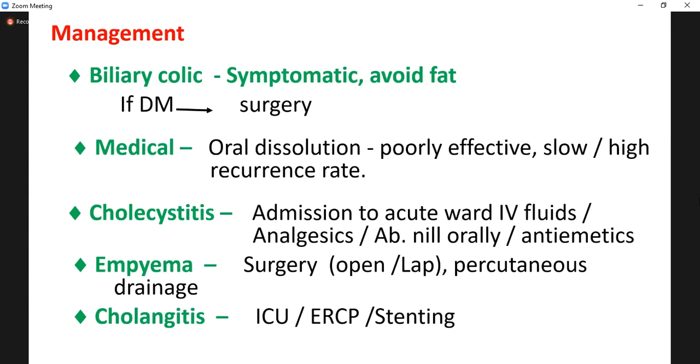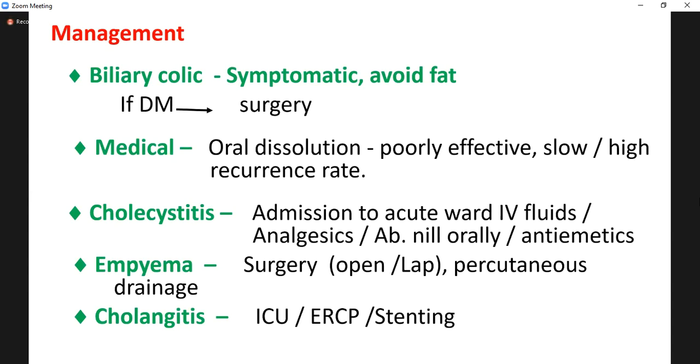How do we manage these patients? Right. So biliary colic, we have told you about 90% of them are asymptomatic, so you don't have to do anything there. Symptomatic biliary colic means they are symptomatic. So ask them to avoid fat, and usually we offer them surgery, especially if these patients are diabetic. It's known to be a complicated disease. So therefore, if they present with biliary colic, we offer them surgery. The surgery is laparoscopic cholecystectomy. And especially if they have diabetes, we offer them early surgery.